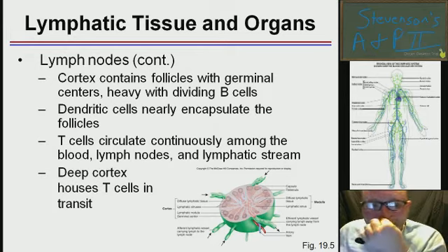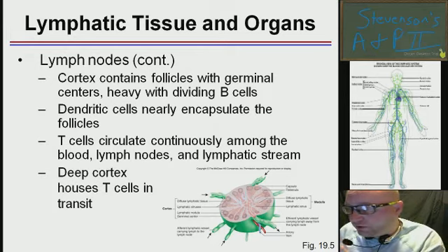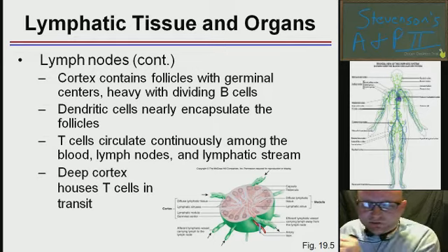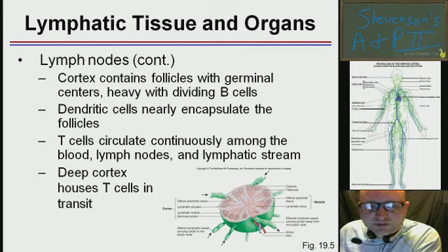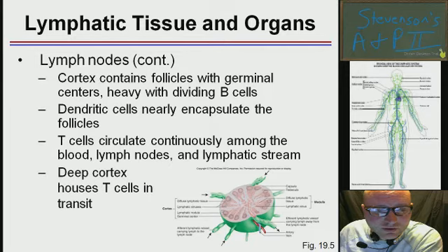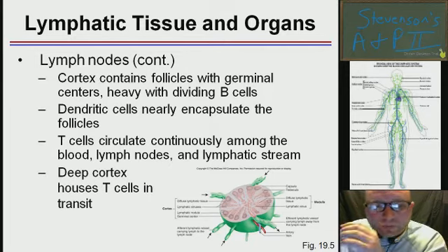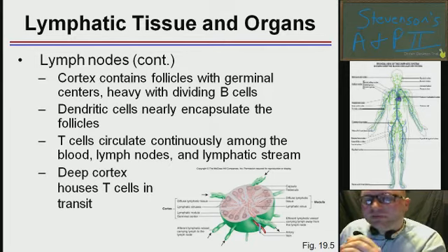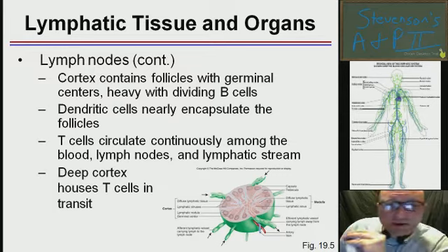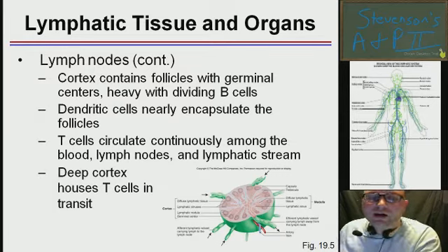Okay. Cortex contains follicles with germinal centers. These germinal centers are heavy with dividing B cells. There's going to be a couple different types of cells that you're going to learn, and B cells are going to be one of the main ones that function to fight infections and help with immunity. There's going to be B cells and T cells, but go ahead and remember the B cells first. Dendritic cells nearly encapsulate the follicles. The follicles are found almost surrounded by dendritic cells.